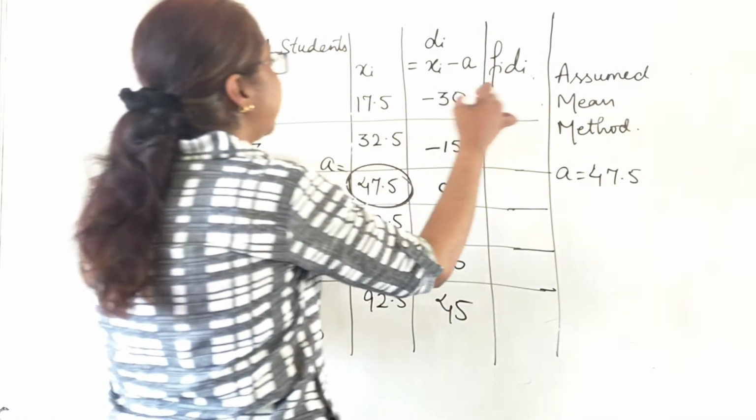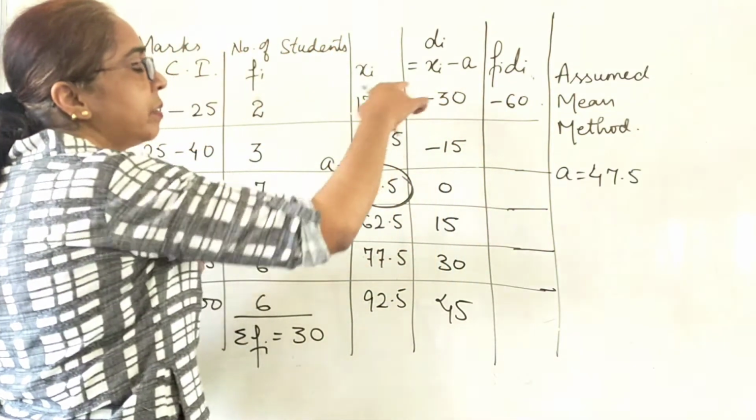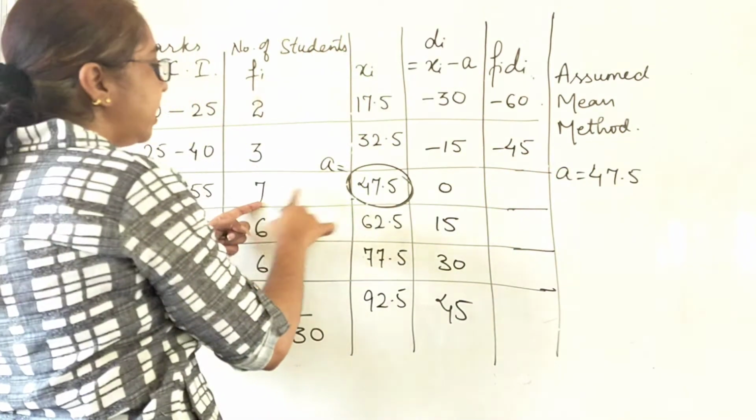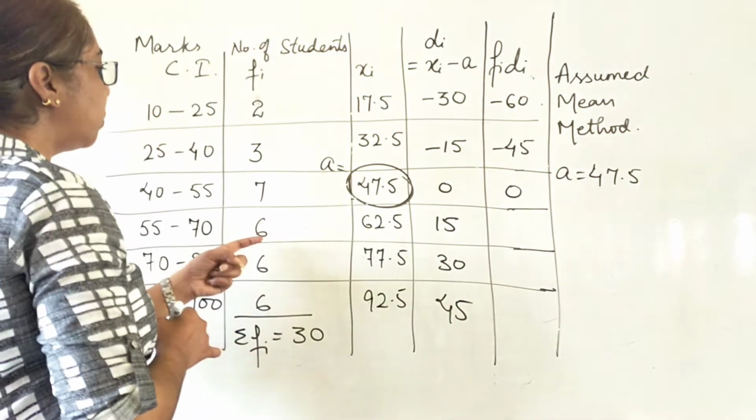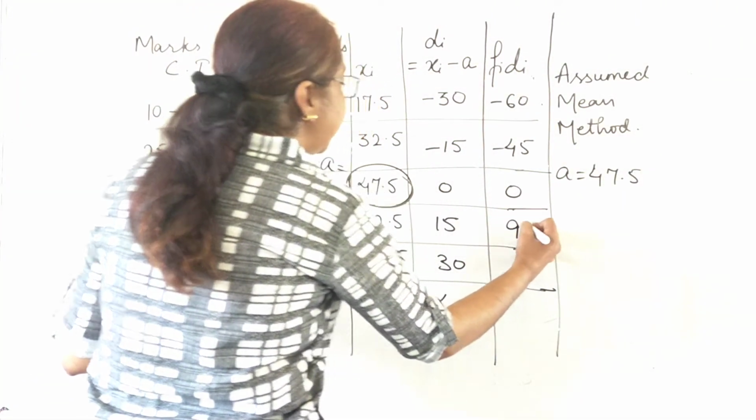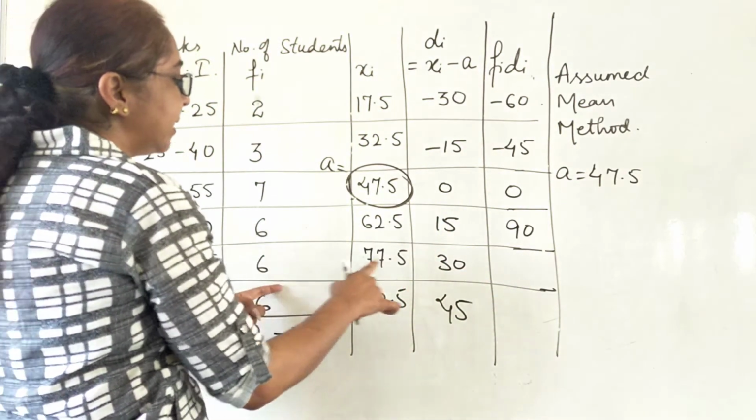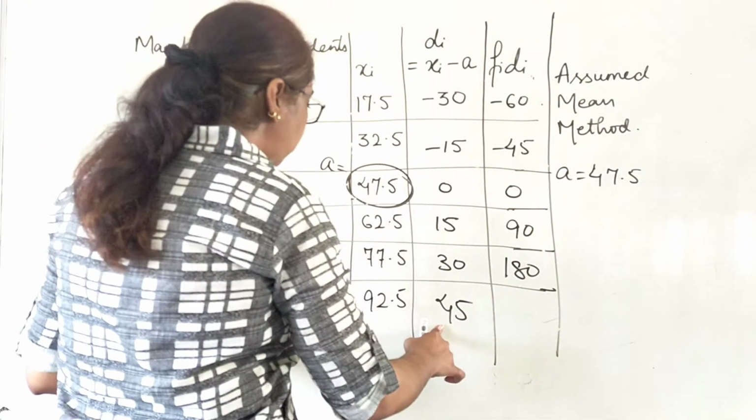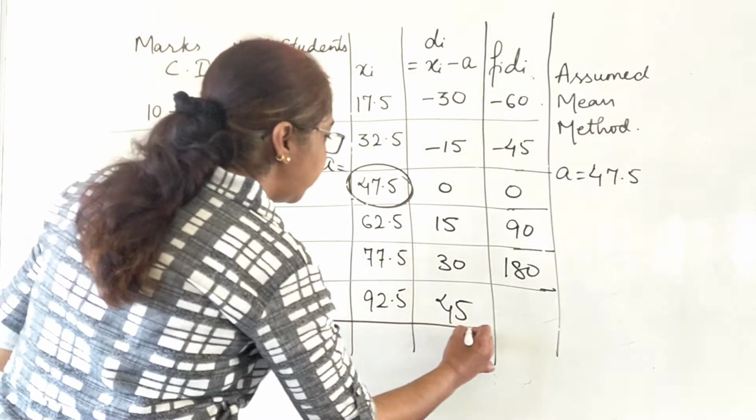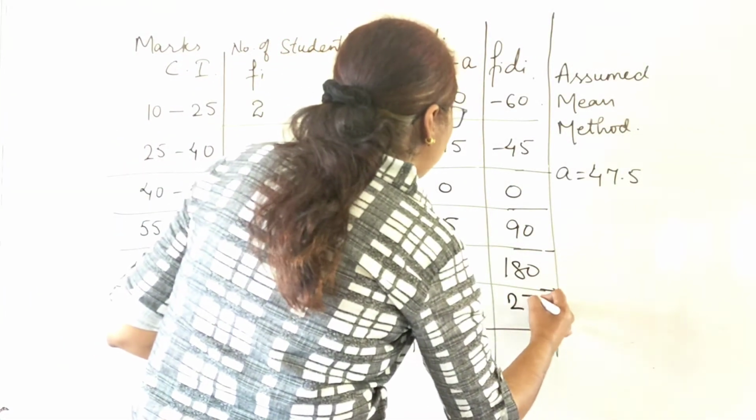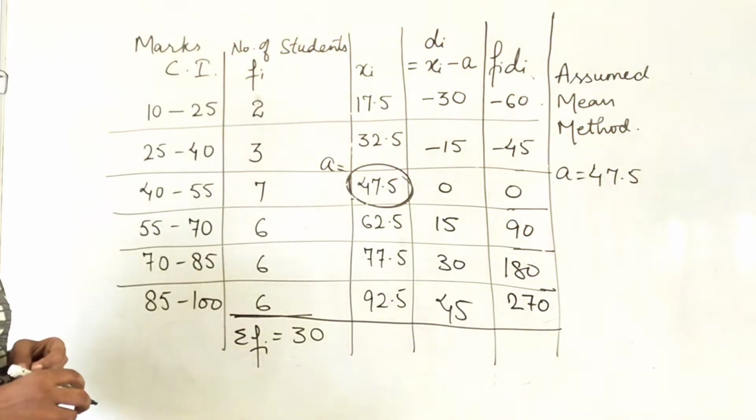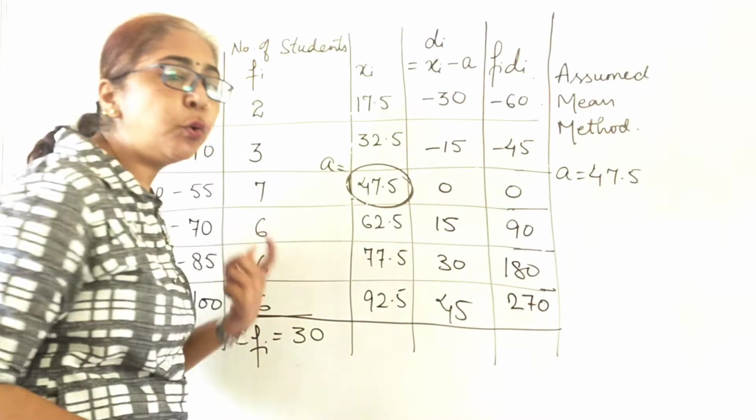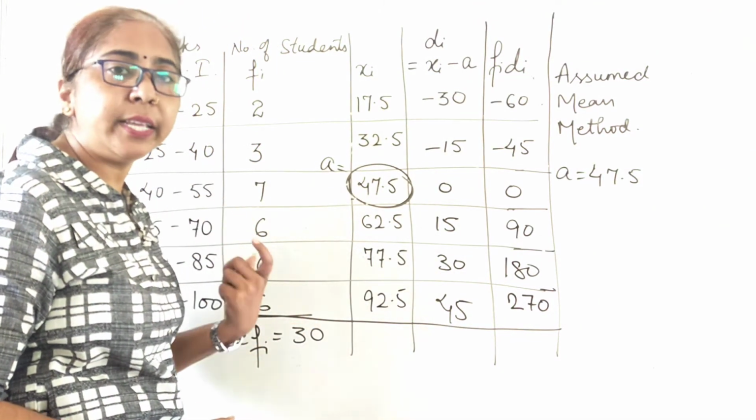So 2 into 30 is minus 60, because there is a minus sign. 15 threes is minus 45, and 7 into 0 is 0. 15 sixes is 90. This time it is plus. And 6 threes is 180, and 6 into 45 will be 270. Okay, so now after getting fi di, I want to get the sum of fi di.